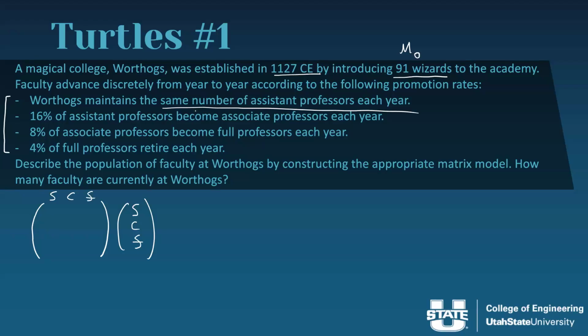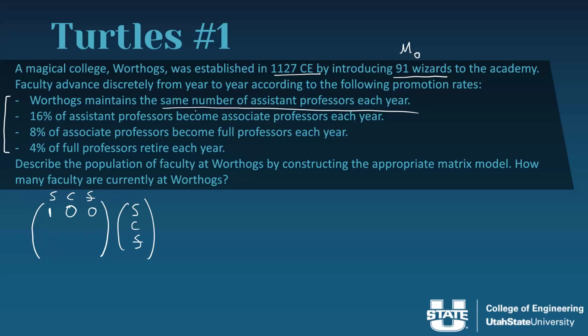So all of my assistant professors, which is going to be in this column, are going to stay in this row. So I'm just going to leave a 1 here. That's how I think through these. And then how many associate professors are going to become assistant professors? 0. And how many full professors are going to become assistant professors? Also 0. No one's getting demoted. So that's really good.